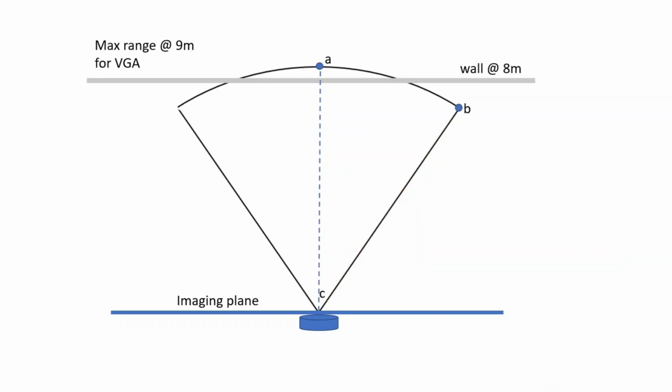The wall is now positioned so that it crosses the maximum range arc we discussed previously. We will assume the max range of the camera is 9 meters and the wall is 8 meters from the camera. Points A and B are on the max range arc, so the distances of C to A and C to B are both 9 meters. The portion of the wall inside the max range arc is visible by the camera. The portion of the wall outside the max range arc is not visible by the camera, and no depth information will be available.